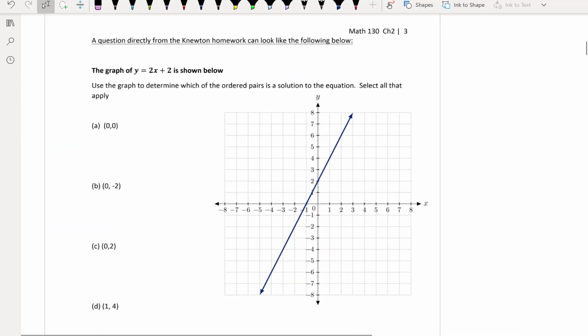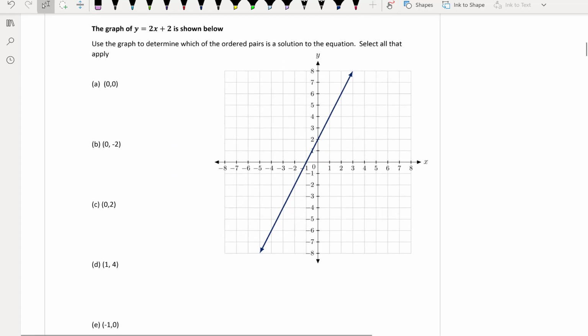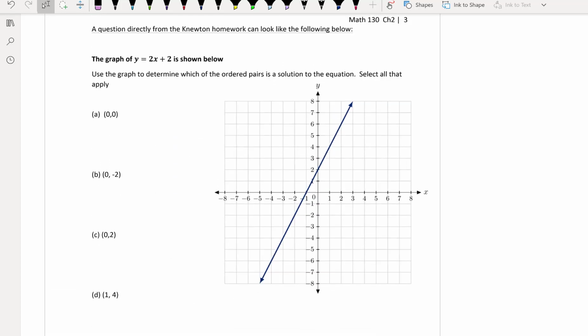Now for page 3, this is a question directly taken from the homework. A lot of students always complain that, oh, the lecture had nothing to do with the homework. Well, not in my class, right? This I'm actually copying and pasting from the homework into the lecture, okay?